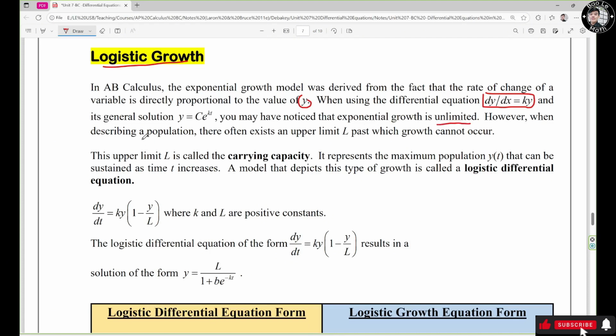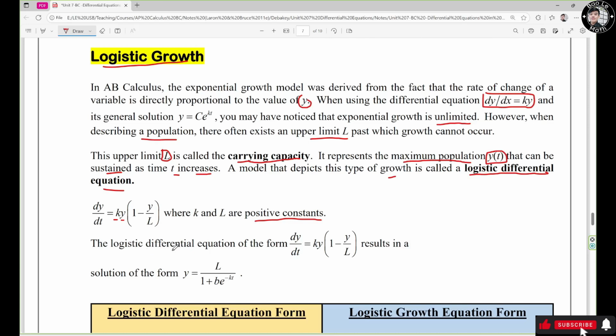However, when describing a population, there is often an upper limit L, past which growth cannot occur. This upper limit L is called the carrying capacity. It represents the maximum population y of t that can be sustained as time t increases. A model that depicts this type of growth is called a logistic differential equation: dy over dt equals k times y times 1 minus y over L, where k and L are positive constants.